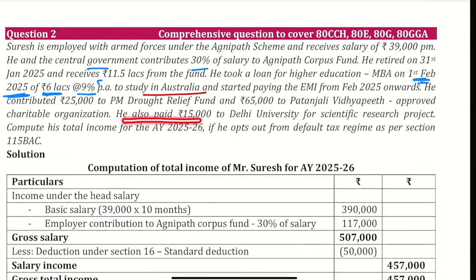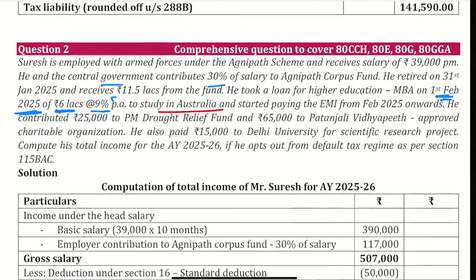He also paid 15,000 to Delhi University for a scientific research project. Guys, he has paid for a scientific research project. What do you think? Will he get the deduction or not? Which section applies to a scientific research project? Is he having PGBP income? No. Section 35? No. So it is 80GGA.